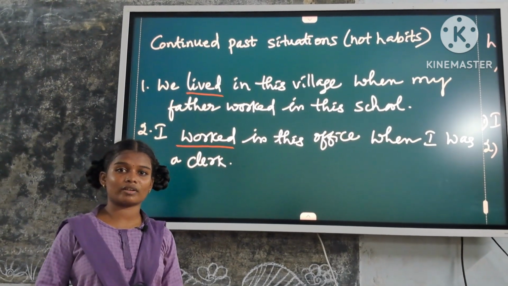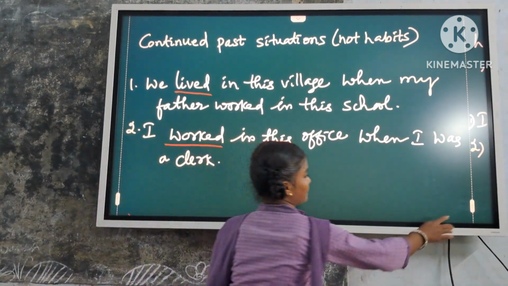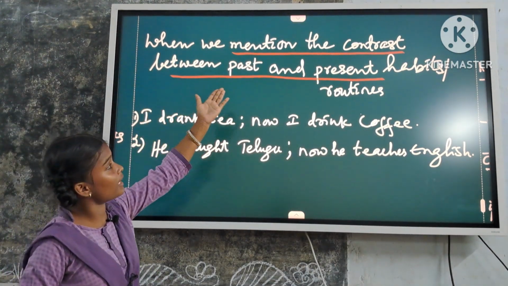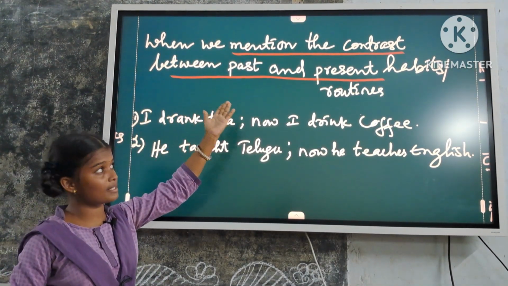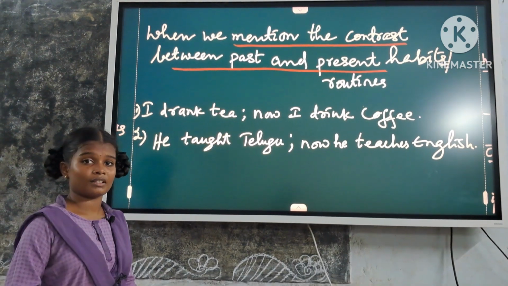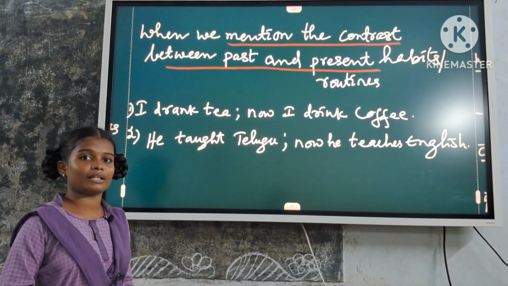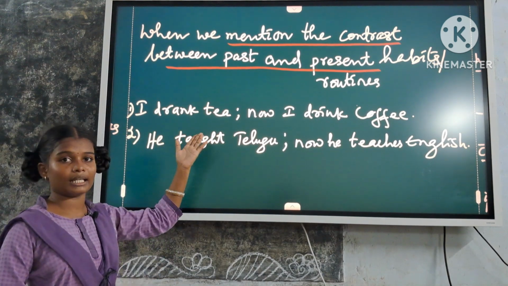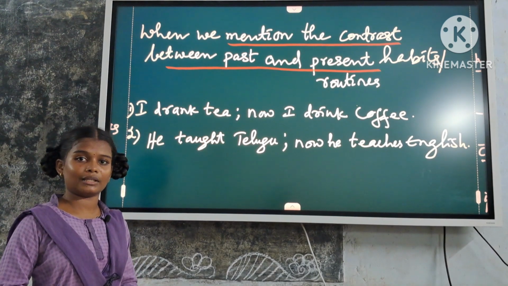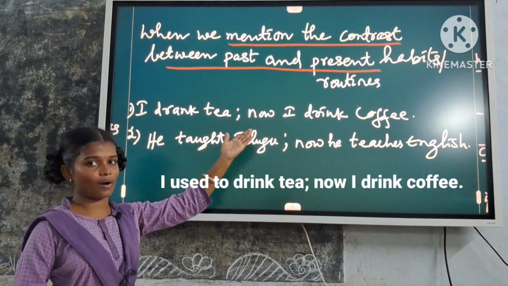Now another situation where we can use only used to. Let us see. When we mention the contrast between past and present habits or routines, we use only used to. First example, I drank tea, now I drink coffee. Here we mention the contrast between present and past habit or routine, so we use only used to. So answer is, I used to drink tea, now I drink coffee.